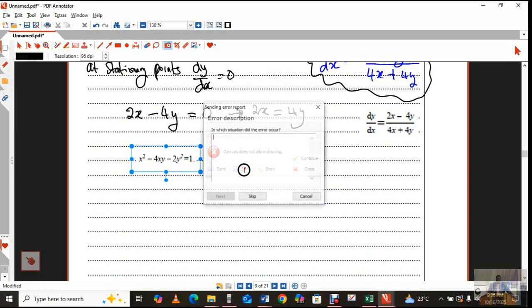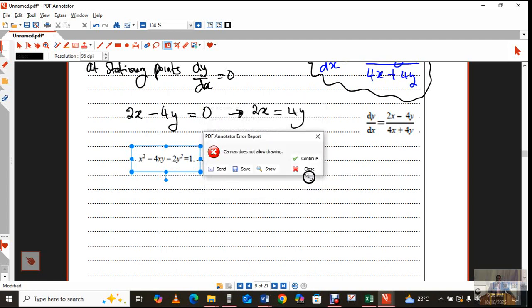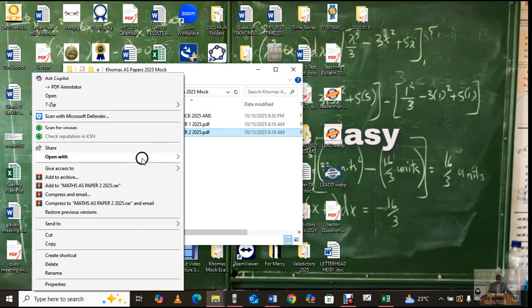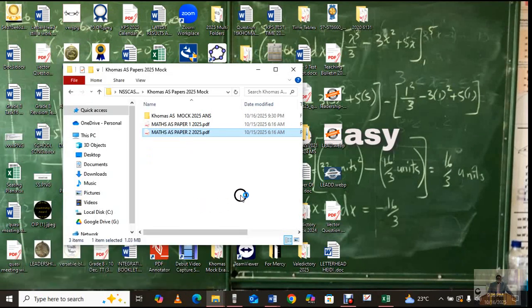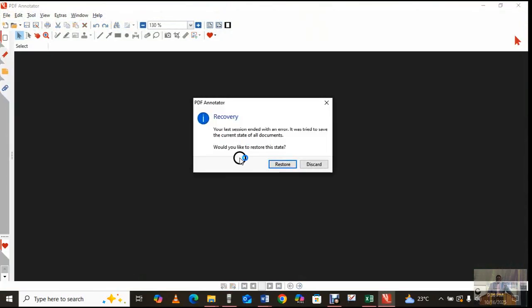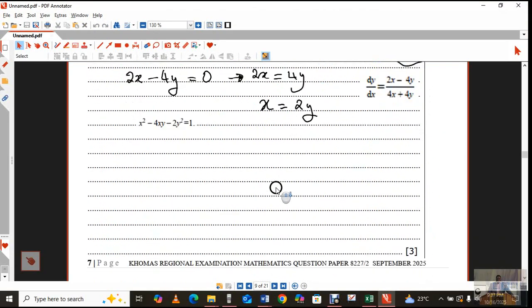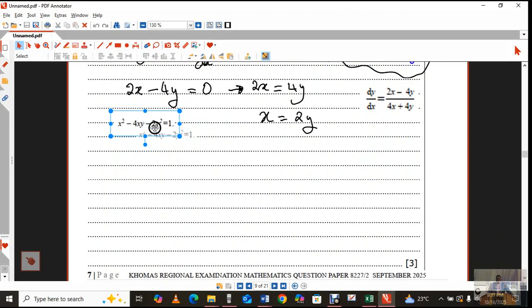Oh my goodness, you just have to bear with me. It seems to me like this is acting up today, and hopefully it's restoring. I think it's a little bit overloaded, but let's restore. Let's see. Yeah, this is where I am.